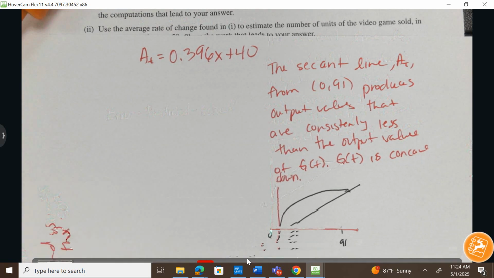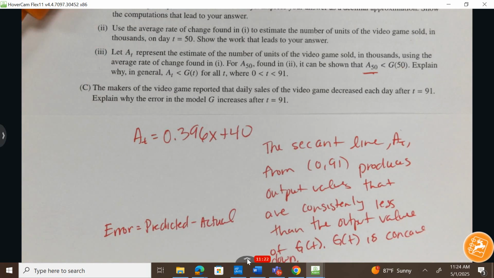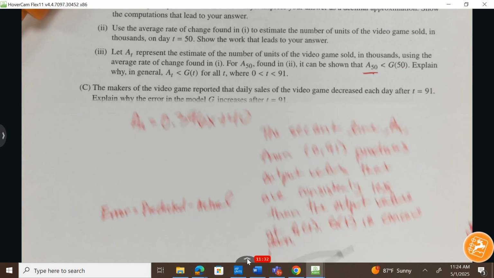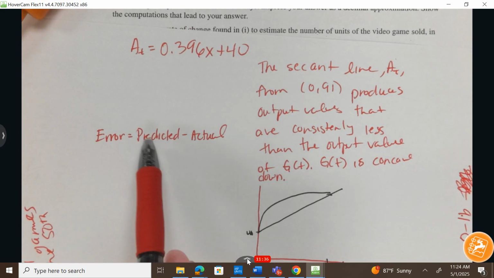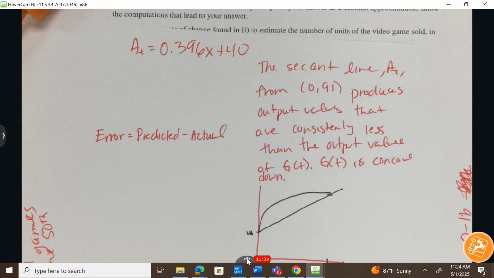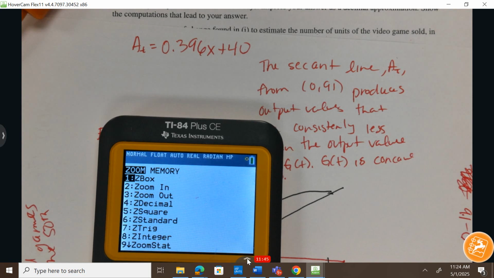Okay, so our question here, if I go up above and look, says the makers of the video game reported that the daily sales of the video game decreased after day 91. Explain why the error in the model g increases. So we have to understand that an error is what you predict minus what actually happens. And so I went ahead and expanded. Instead of ending at 91 or 100, I went out a little further and then did zoom fit.